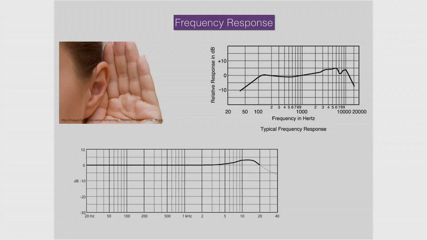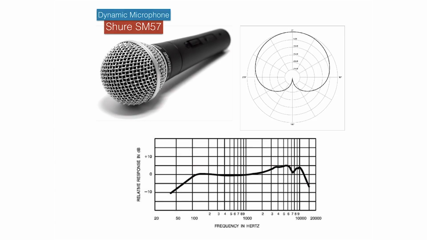To finish, I'm going to give an example of each type of microphone, each one with its polar pattern and frequency response graphics, so you can see a real-life example of what I explained in this video. The best example of a dynamic mic is the Shure SM57, which is the most used mic on stage.